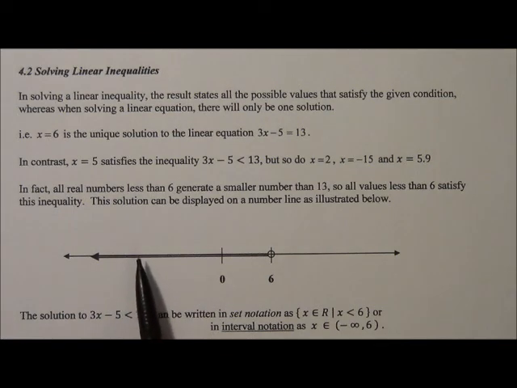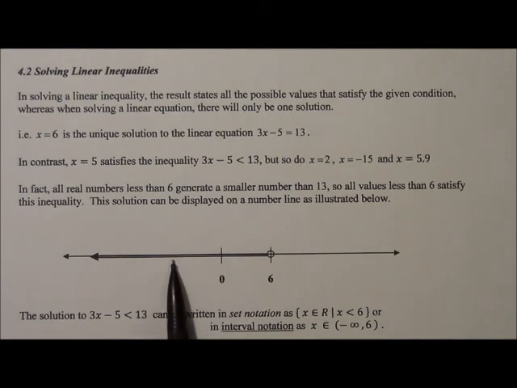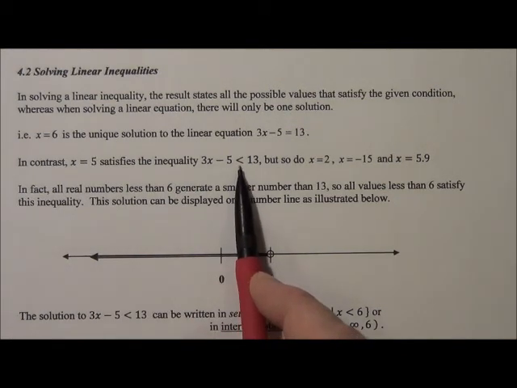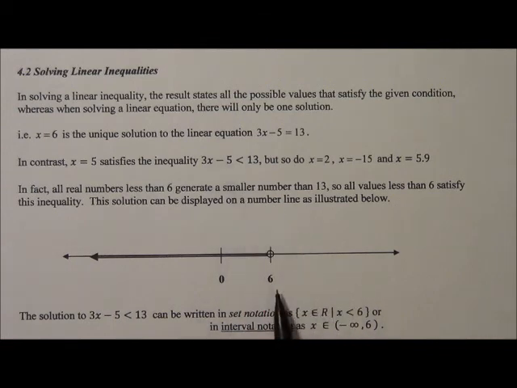So we could look at it on the number line, place our 0, place our 6, and if it's less than, then we would draw an arrow to the left of 6, and because it's not equal to, that means that 6 is not included in the solution set. Therefore, we have an open circle indicating that 6 is not included in the solution set.